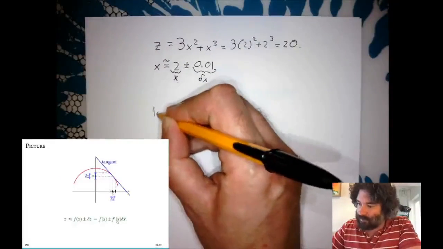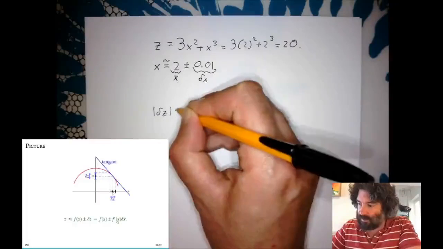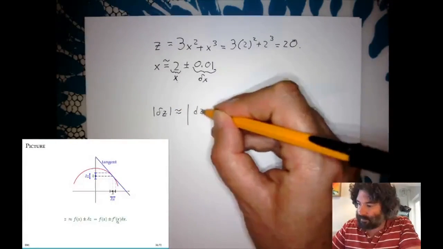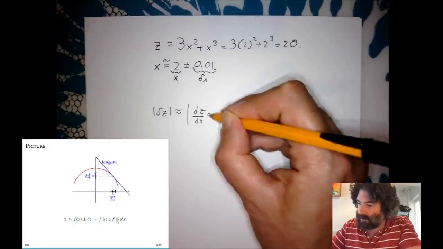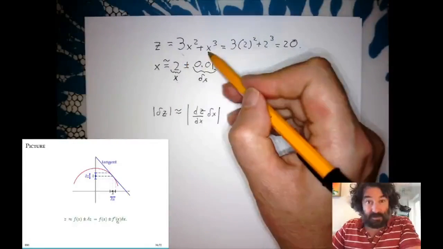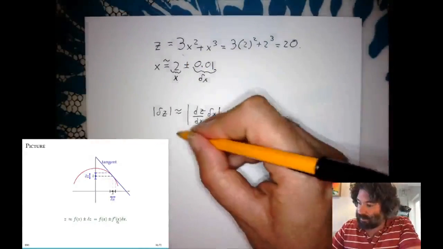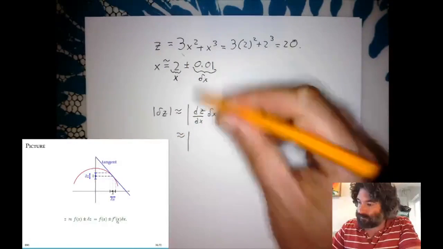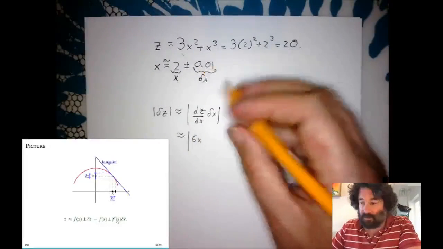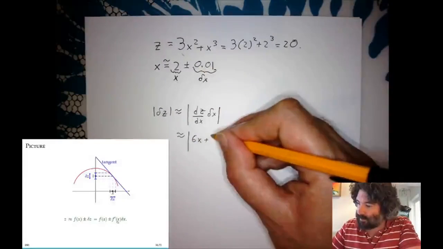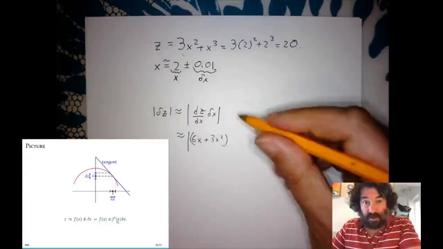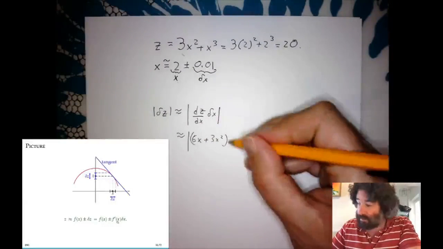So modulus of delta z is approximately dz dx times delta x. And here is z as a function of x. And so we calculate this derivative. 6x, the derivative of 3x squared, plus 3x squared. That's dz dx. And then times delta x.